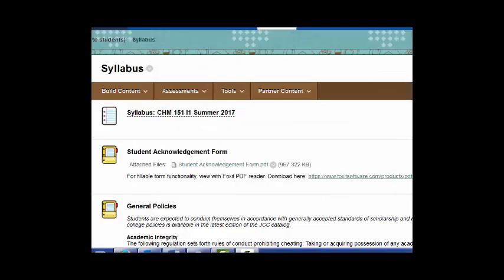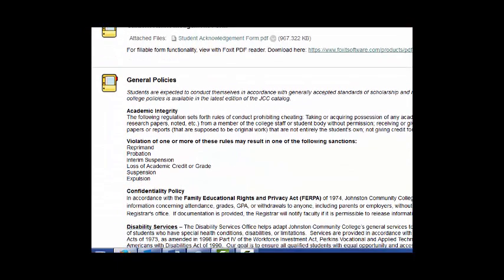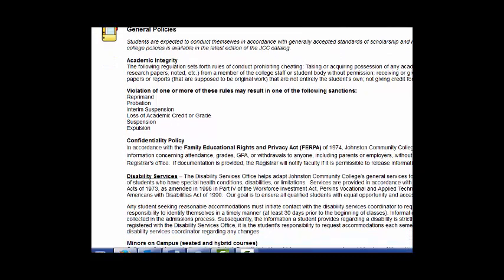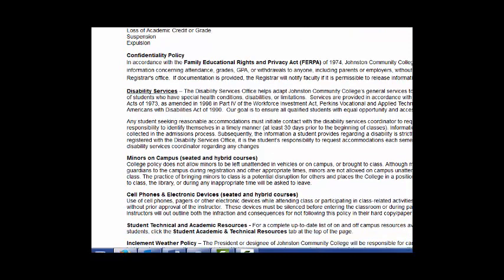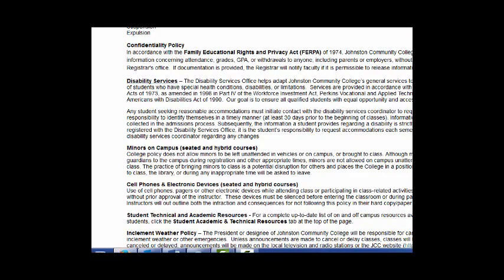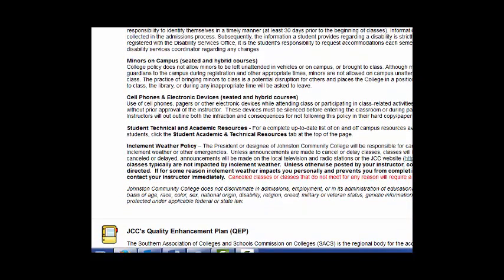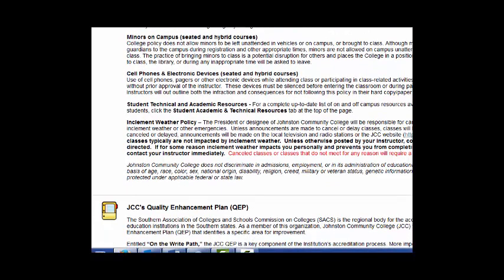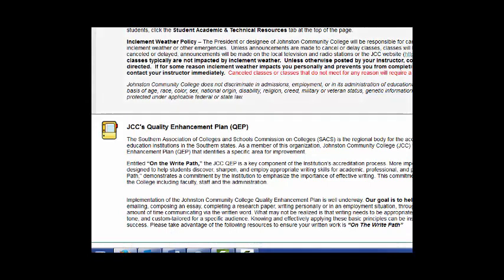Alright, so here we are under the Syllabus tab, and there is your syllabus, and here are all of the general policies: academic integrity, things like don't cheat, what will happen if you do cheat, confidentiality, disability services, if you require an accommodation due to a disability, what to do. Most of this stuff only applies to seated classes. As far as minors on campus, cell phones, that sort of thing. Inclement weather, again, really only applies to seated classes. And that is the syllabus information. If you have any questions about it, don't hesitate to send me an email.